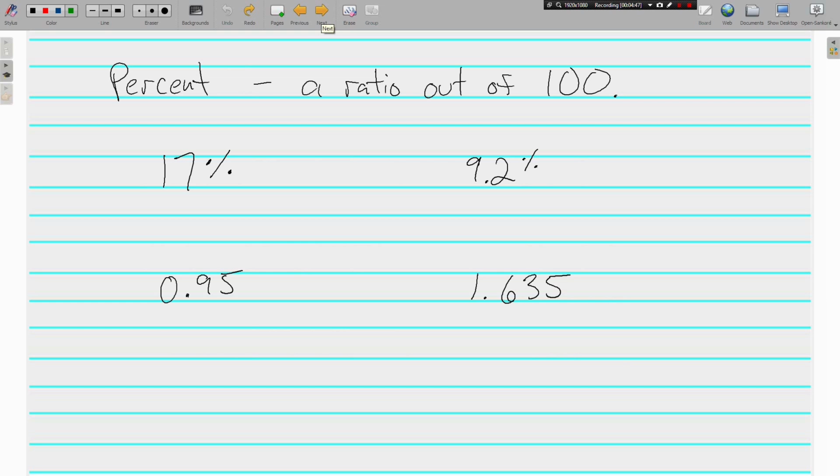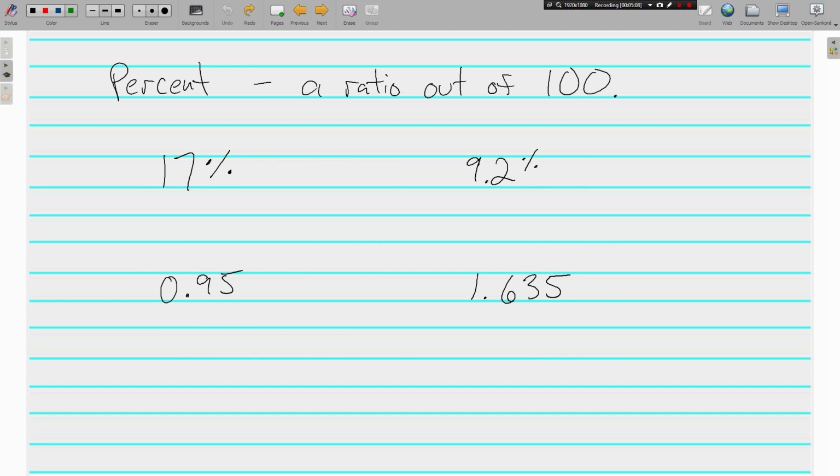Let's look at percents a little bit. Percents is the new thing for us this year. Of course, we do a lot of converting between fractions and decimals in our calculator, and we can use our calculator to do some percents as well. But just real quickly, we need to make sure we understand what a percent is. It's a ratio out of 100.